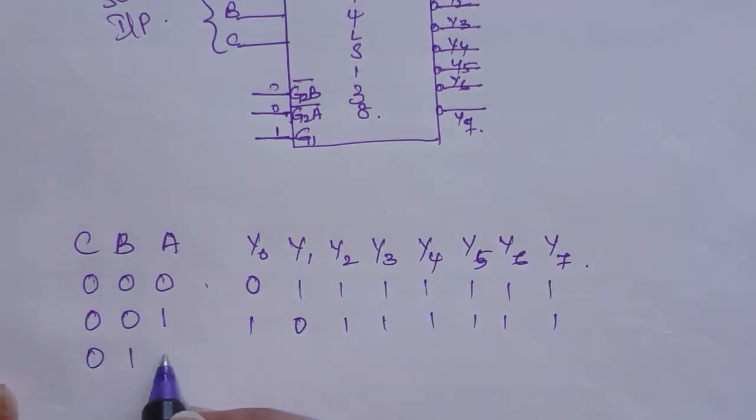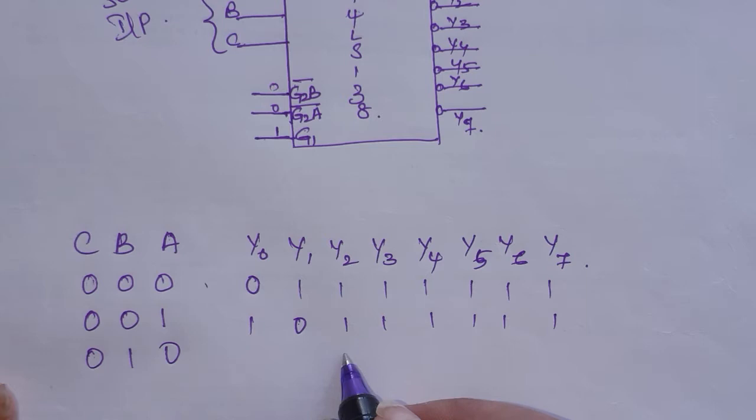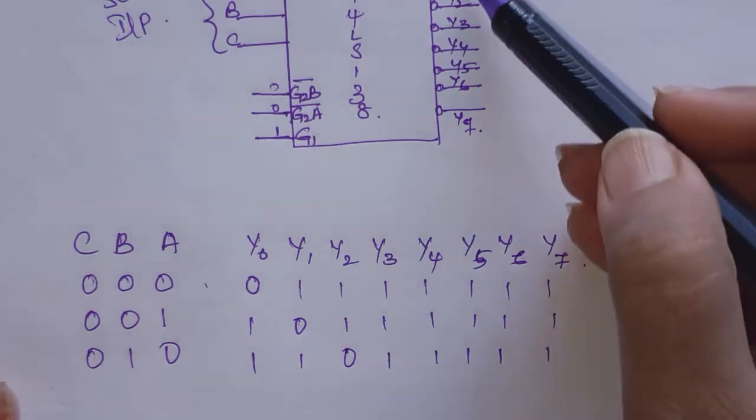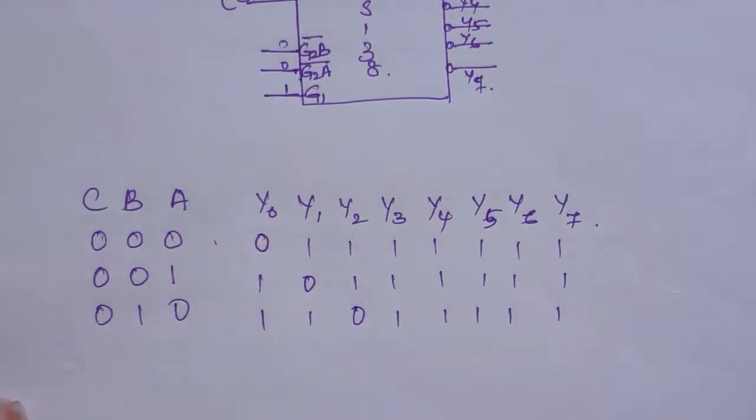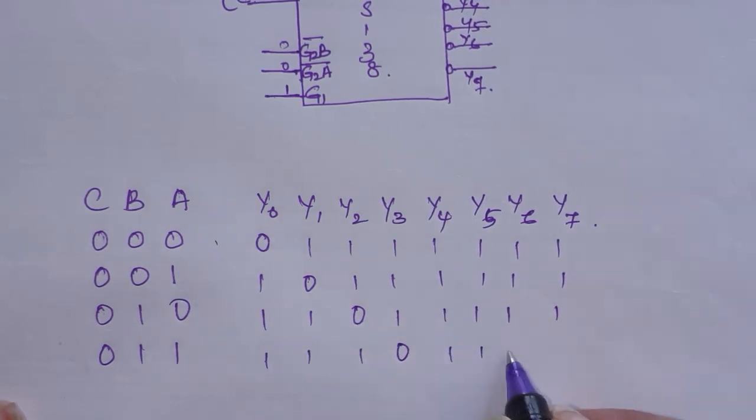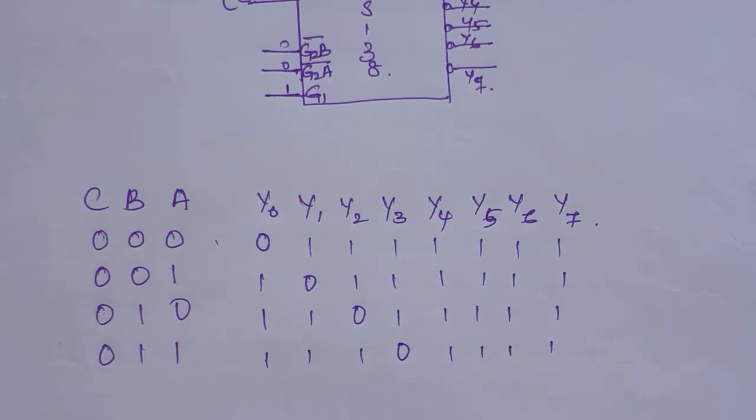And when it is 0 1 0, then Y2 will be selected. There will be output at Y2. Because these are active low outputs, the selected output will be 0. This is for all the combinations. For 3 this is 0 and the rest of them will be 1s, and so on. So this is the truth table for the 74LS138 3 to 8 decoder.